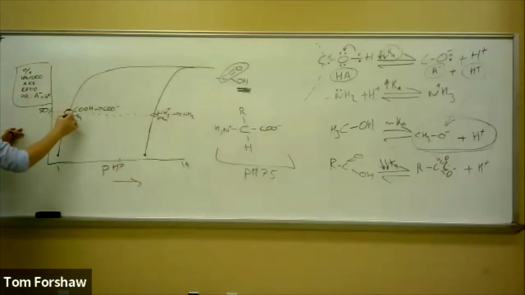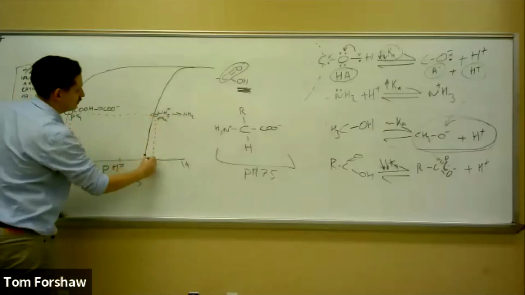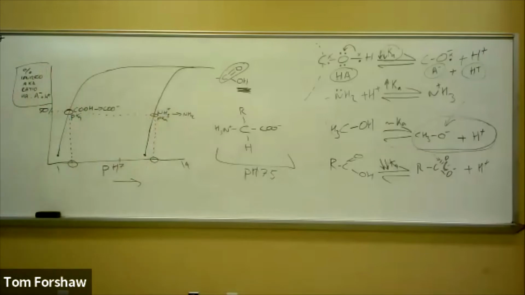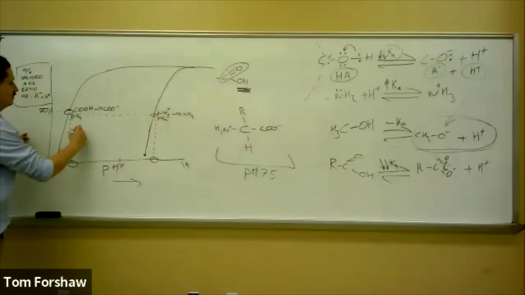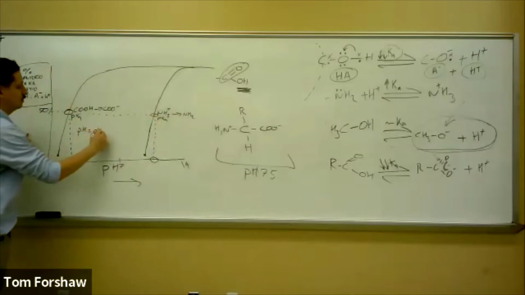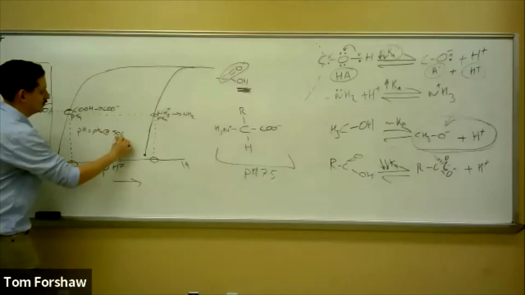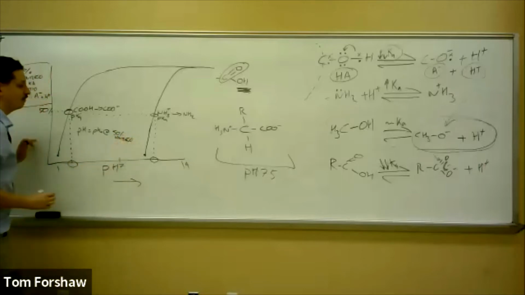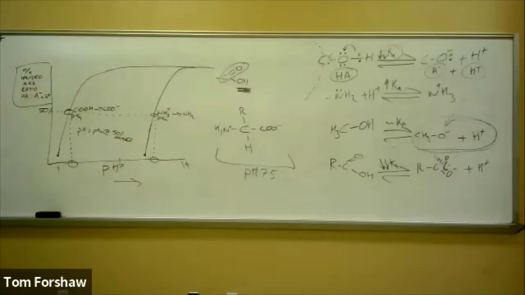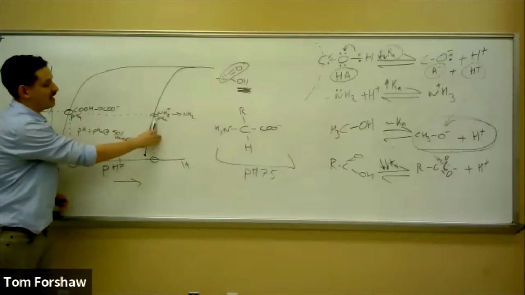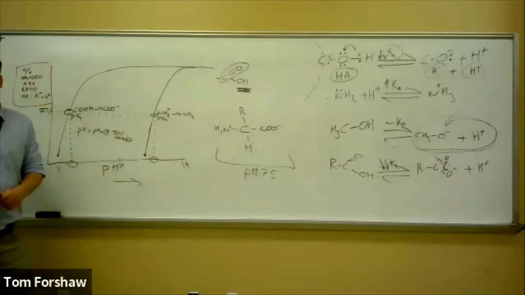So the pH is equal to the pKa at the point at which something is 50% ionized. pH equals pKa, 50% ionized. And so you can see that carboxylic acid has got a low pKa, whereas an amine has got a high pKa.